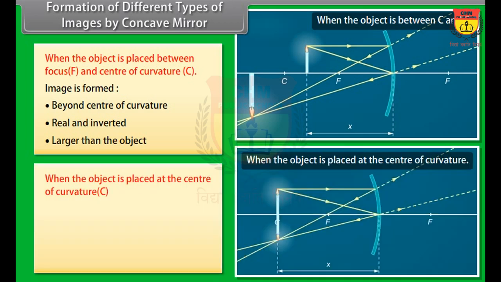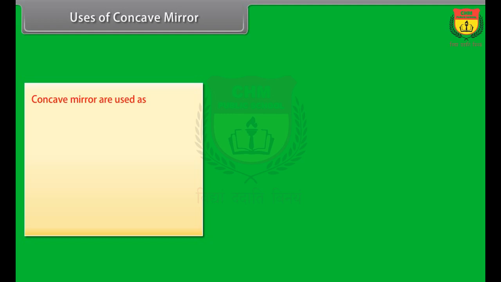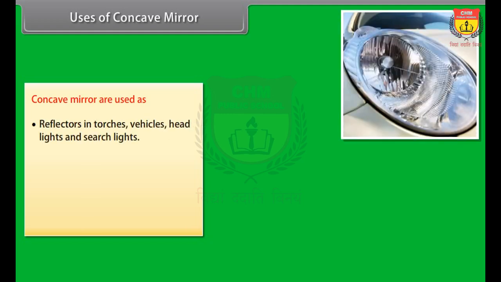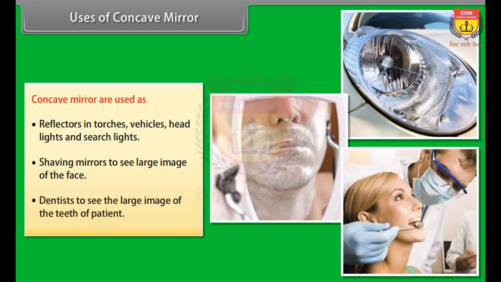When the object is placed at the center of curvature C, the image is formed at the center of curvature C, real and inverted, same size. When the object is at infinity, the image is formed at the focus, real and inverted, smaller than the object. Uses of concave mirror. Concave mirrors are used as reflectors in torches, vehicle headlights, and searchlights. Shaving mirrors to see large images of the face. Dentists use them to see large images of the teeth of patients.